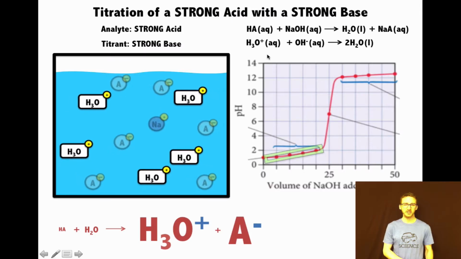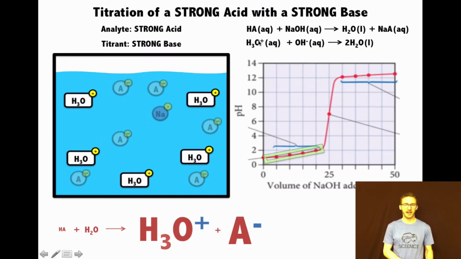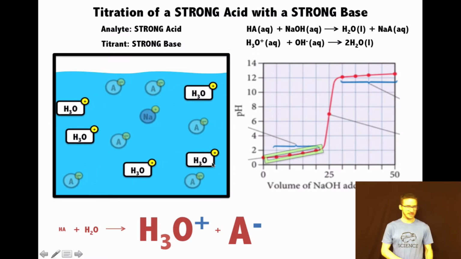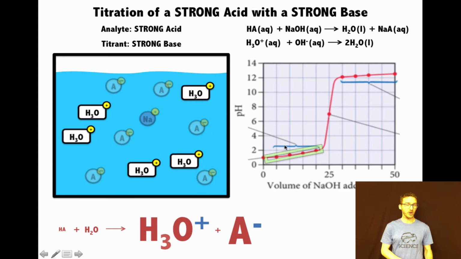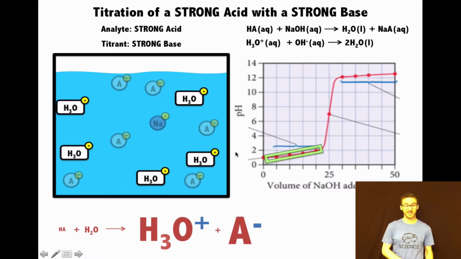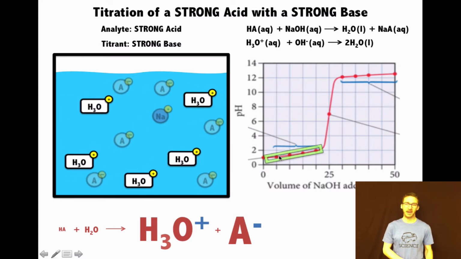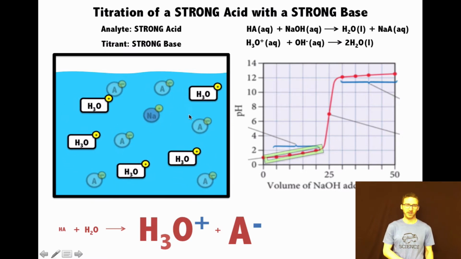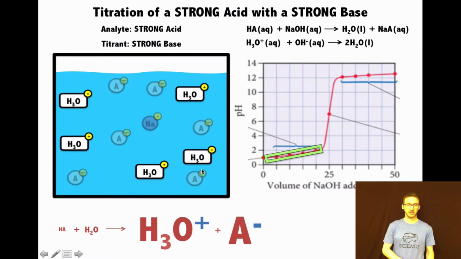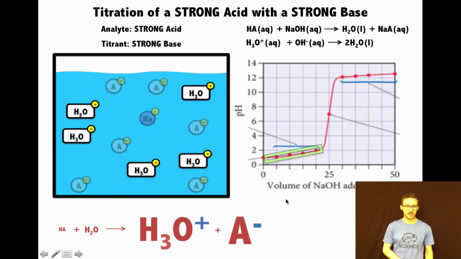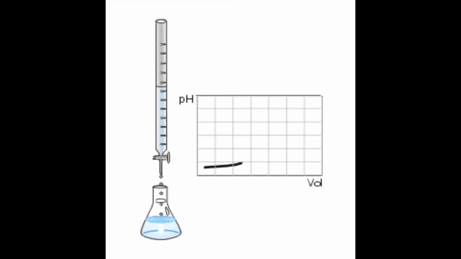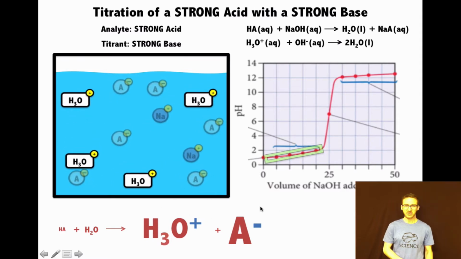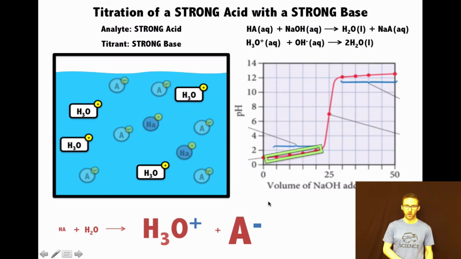As I add strong base, notice that I use up some hydronium ion to form water. Saying goodbye to that hydronium ion. Notice that as the hydronium ion concentration decreases, the pH begins to creep up. Still very acidic because I still have a lot of hydronium ion in solution. Let's add some more strong base. Oh, goodbye hydronium ion. Continues to get used up. Let's add some more.